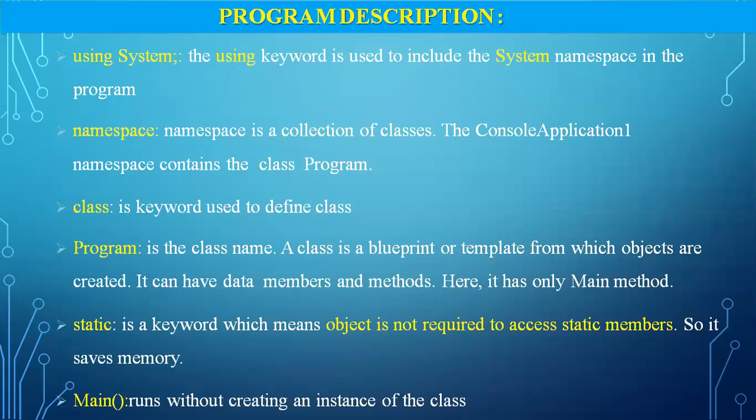Every program name will be written after the class. So this is the name of the program. What is that name of the program? We have written the program. So what is that? A class is a blueprint or template from which objects are created. So it can have data members and methods. So what does it contain? The program contains the data members and methods. Here it has only the main method.